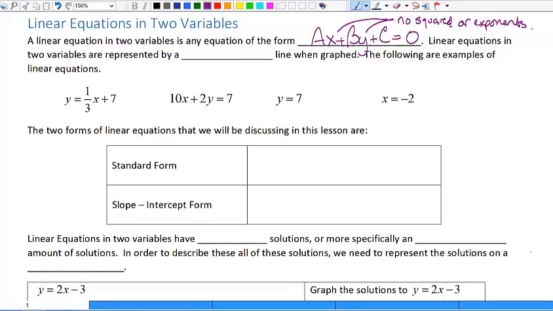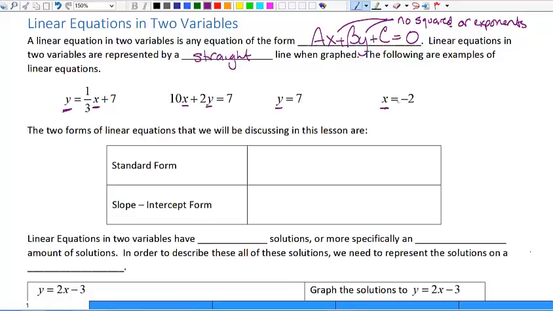Linear equations in two variables are represented by straight lines when graphed. The following are examples of linear equations. Notice on the first equation, y = 1/3 x, we have x and y. Neither of them have any squares or square roots or any exponents. Notice this one's in y all by itself. Now this one has x and y both on the same side, but still no squares, so this is linear.